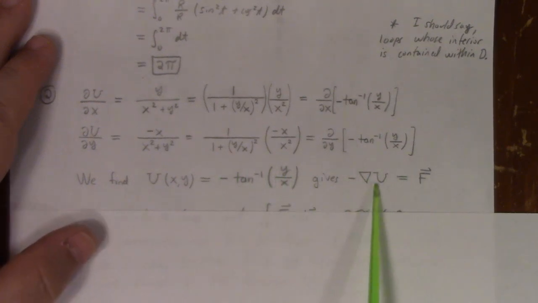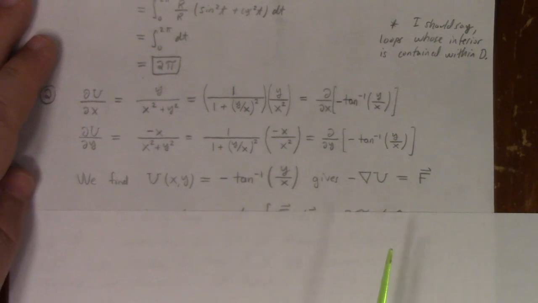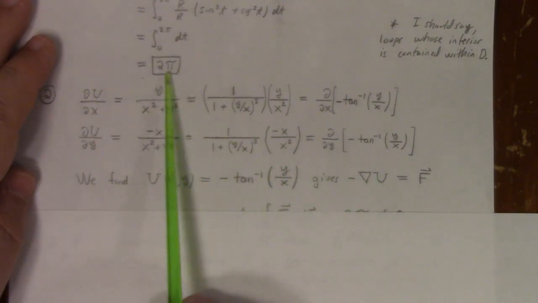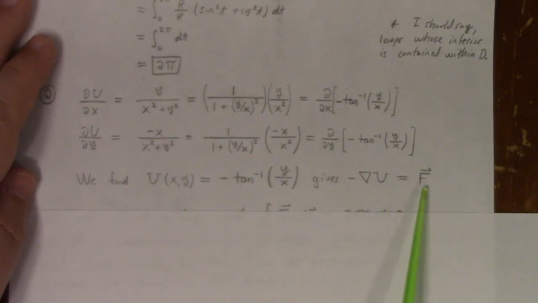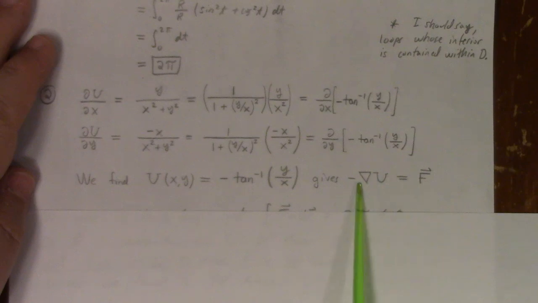That gives you minus the gradient of u equals f, and then you're like, wait a minute. I thought you just said that the force wasn't conservative, but now you're showing that it's equal to minus the gradient of the potential energy function. That's a contradiction, because your definition of conservative force was that it equals minus the gradient of a potential energy function. Okay, so not so fast, all right?